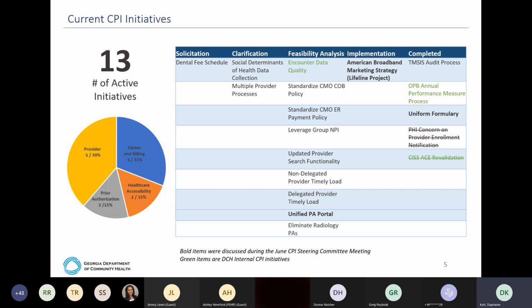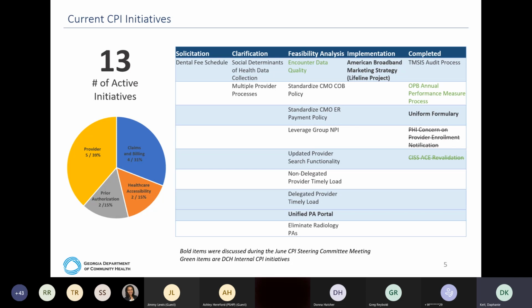And then the last one there is eliminate radiology PAs. This one is on hold as we work on the Unified PA portal, though we have made some requests from the CMOs to get information about the process they use when determining when they may remove a particular service from PAs. So we'll leverage that information in the future.